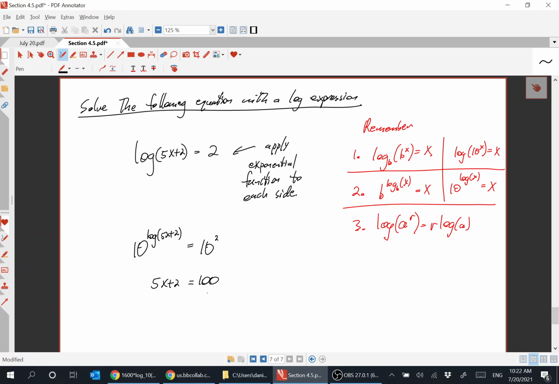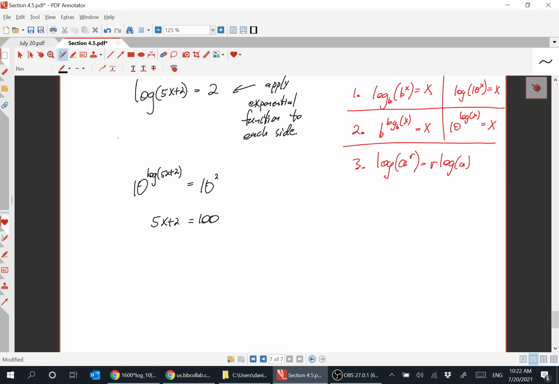So log base 10 works out nicely here because it cancels out. I'll redo the example with a different base, but you come out with the same answer. It doesn't matter how you do it. So 5x equals 98. So x equals 98 over 5, which is what? 95 is 19 and 3/5. Okay, so 19 and 3/5 is 19.6.